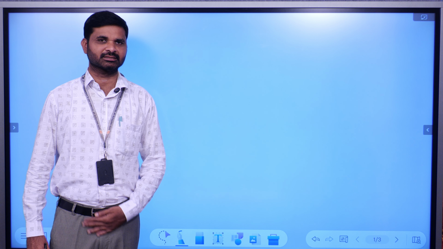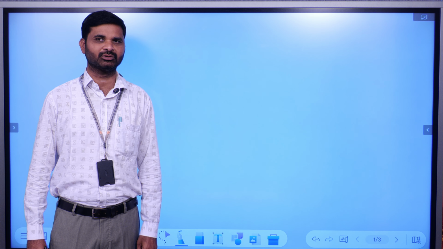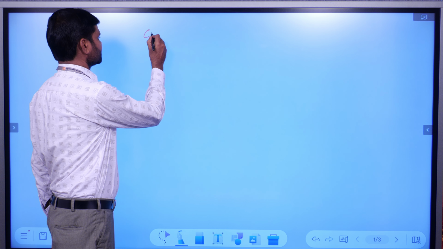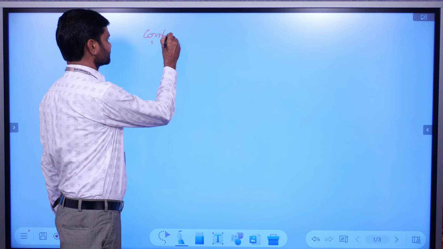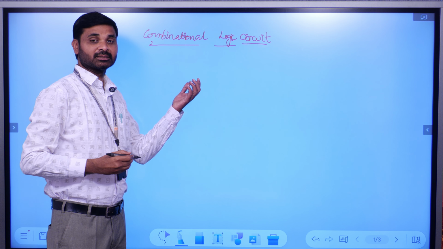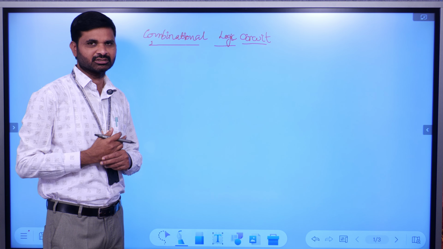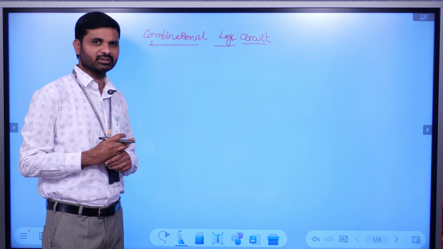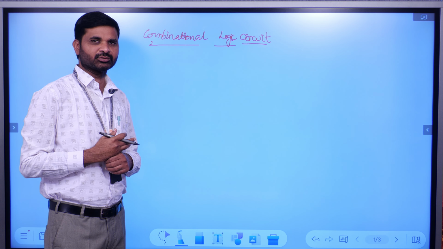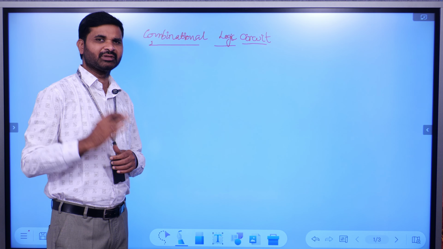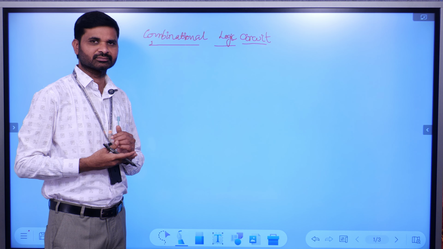I would like to discuss the combinational circuit design in DLCO. Let us see the design procedure for combinational logic circuits. Now, before going to see the basic design procedure of combinational logic circuits, let us discuss what is a combinational logic circuit. A combinational logic circuit is a digital circuit whose output will always depend on the present inputs, and the output will never depend on the previous outputs.